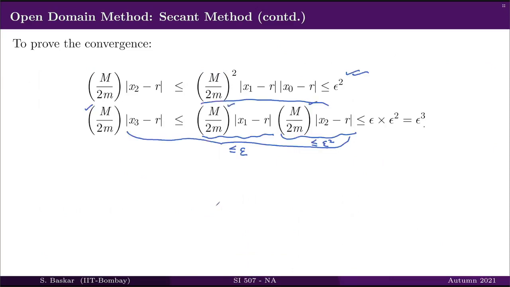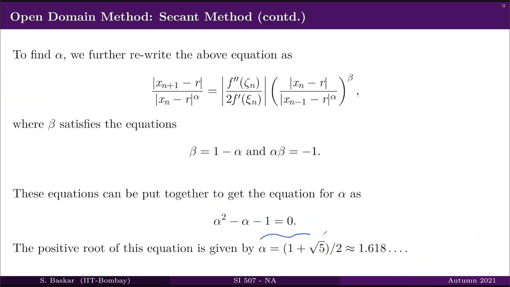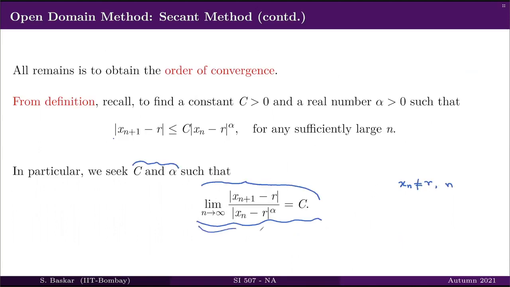Therefore, we are pretty close to the proof of the order of convergence, because we got this value alpha equal to (1 + root 5) by 2. But we are still not done, because we have to match it with the expression here, because this will tell us that alpha is indeed the order of convergence of the secant method.